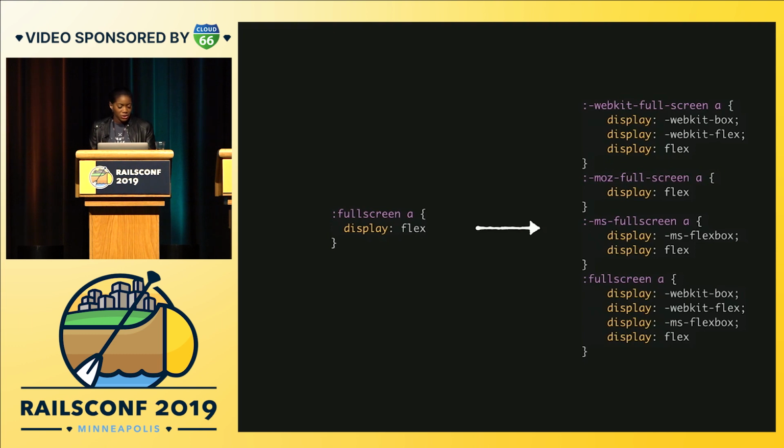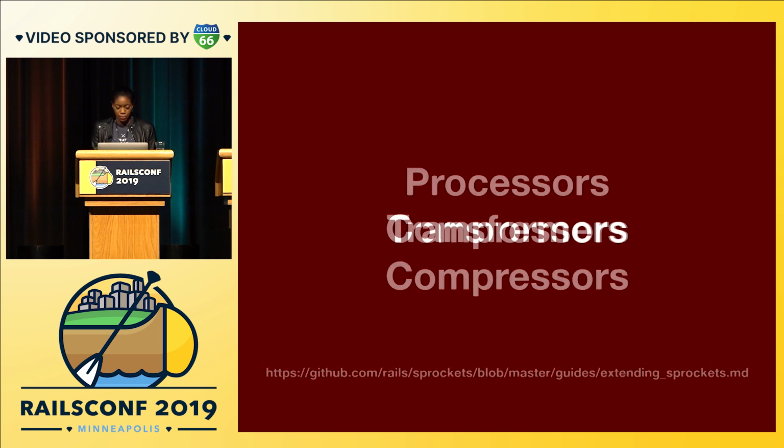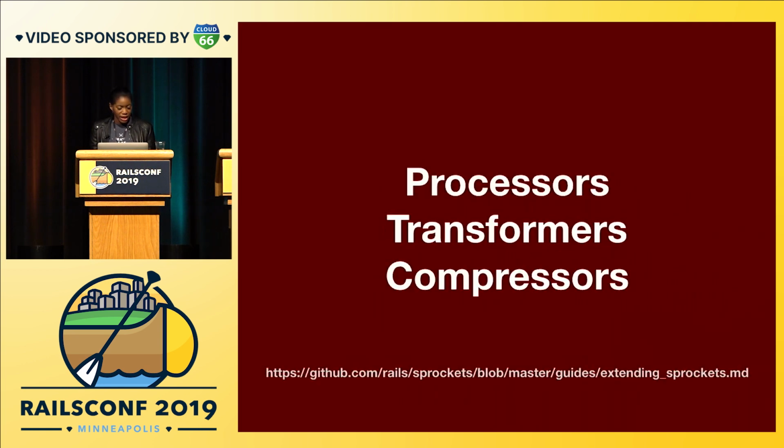And this just makes it so that it's compatible with all browsers and things like that. So we've seen pre-processors and post-processors. And after that, of course, we have compressors. And compressors are exactly what they sound like. They make your file smaller. So uglifier would be a compressor. Anything that reduces your file, removes white space, is going to be a compressor. So great. We've seen how we can extend sprockets by adding processors, transformers, and compressors.